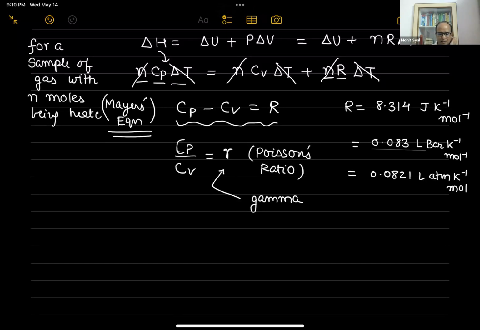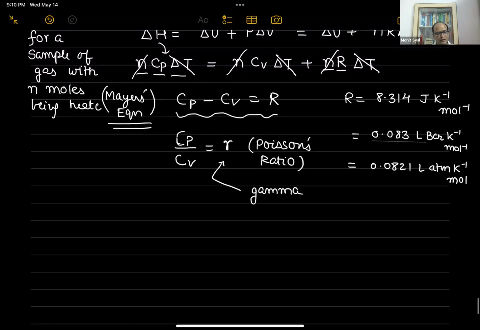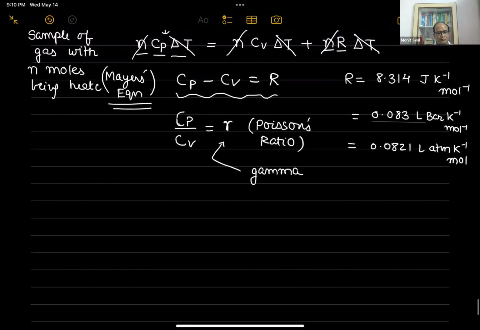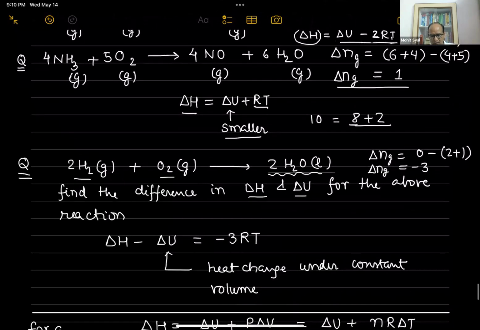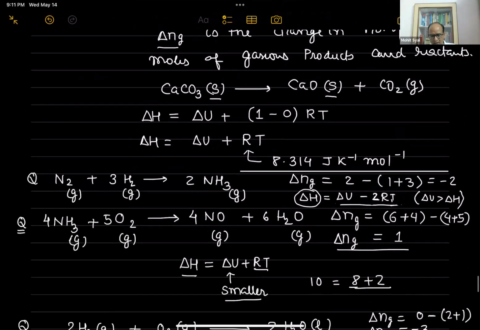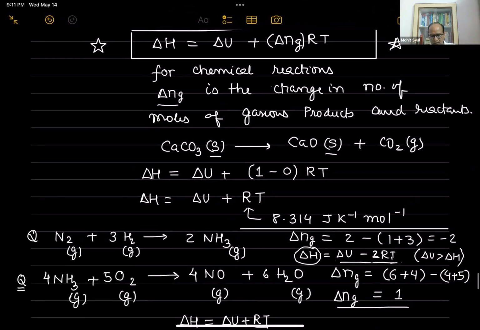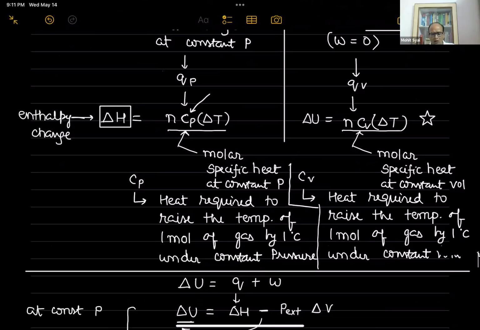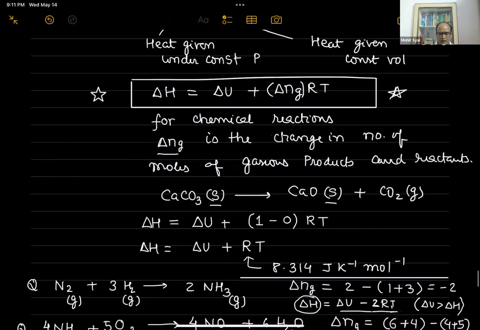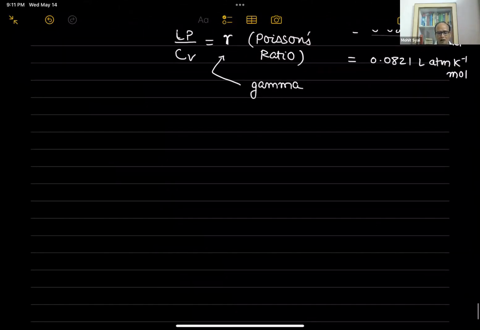What are the values of Cp and Cv? Either it will be given to you, as in some question I gave you, right? Or if it is not given, I will tell you a trick to find Cp and Cv.